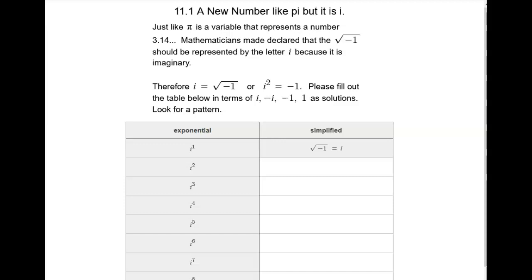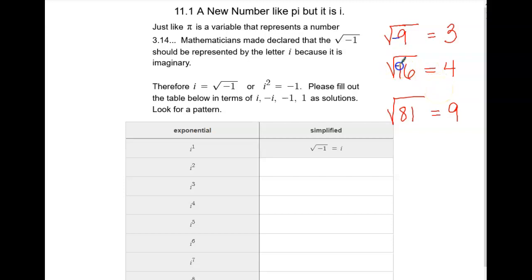Okay? So here's kind of how this works. If I have the square root of 9, I know that that answer is going to be 3 because 3 times 3 is 9. If I have the square root of 16, I know that the answer is going to be 4 because 4 squared is 16. And if I have the square root of 81, I know that the square root is going to be 9 because 9 squared is 81. But let's look at what happens if I have the square root of negative 9 or the square root of negative 16.